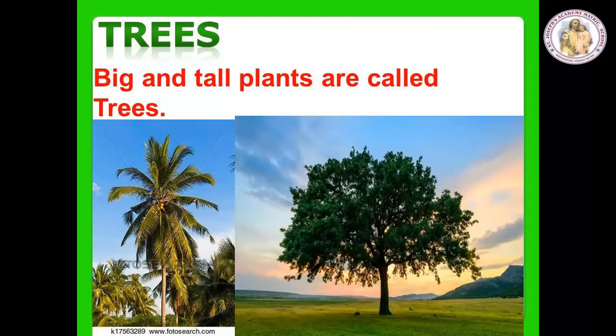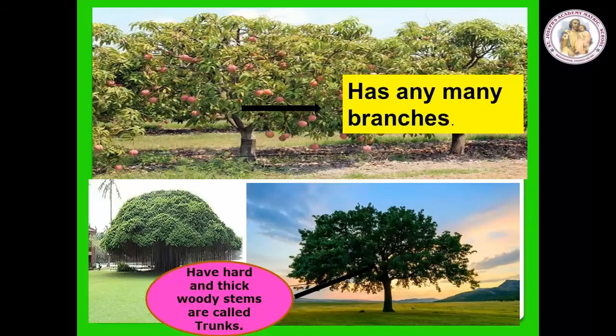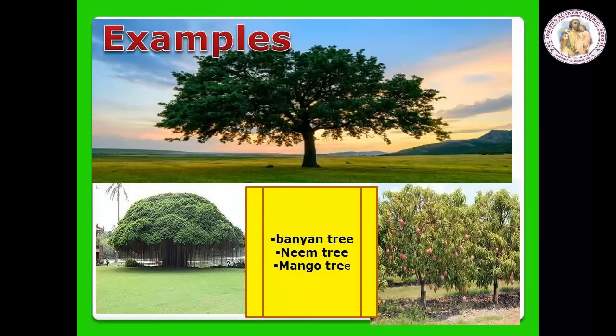Now we are going to see about the trees. The big and tall plants are called trees. Trees have hard and thick woody stems called trunks. Trees have many branches. They live for many years. Mango tree, banyan tree, and neem tree are the examples for trees.